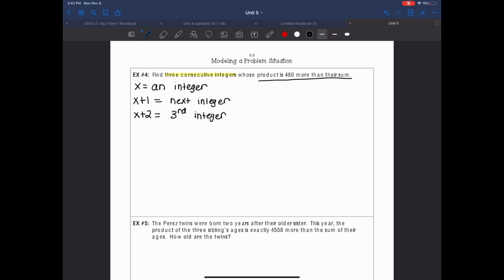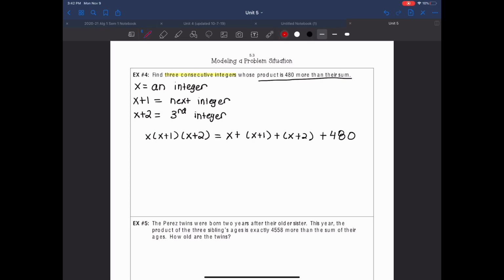Now the product of these integers is 480 more than the sum. Well, if I'm going to represent the product, that's going to be x times x plus 1 times x plus 2. And that is equal to 480 more than the sum. Well, the sum of the integers is just going to be x plus x plus 1 plus x plus 2. And 480 more than that means we're going to add 480.